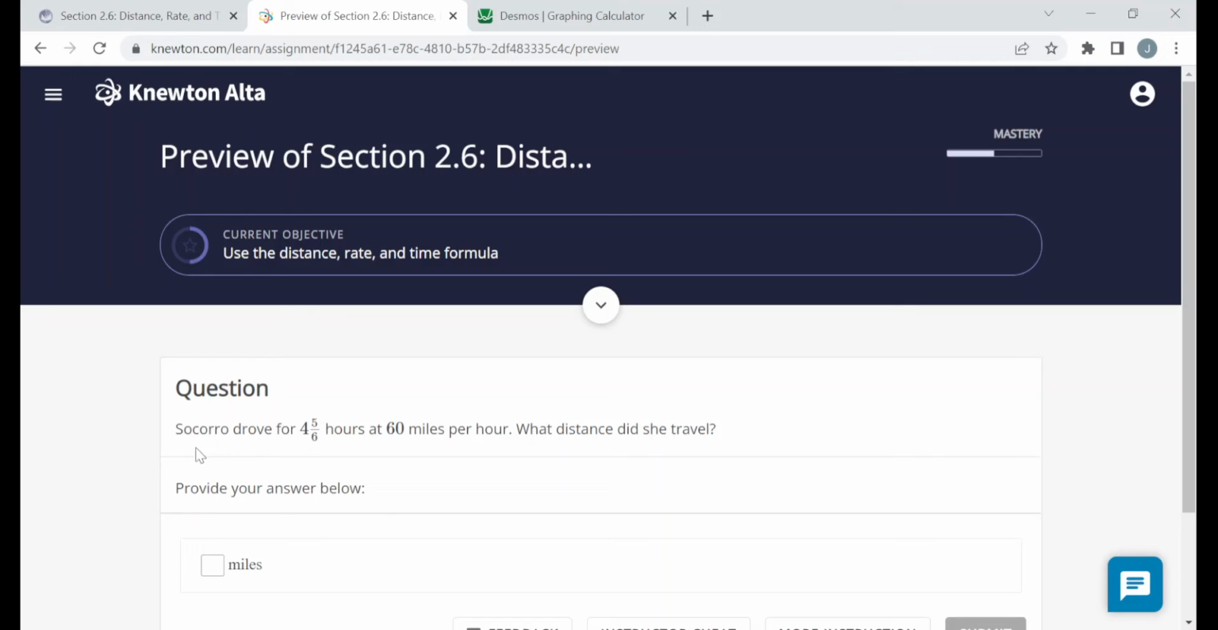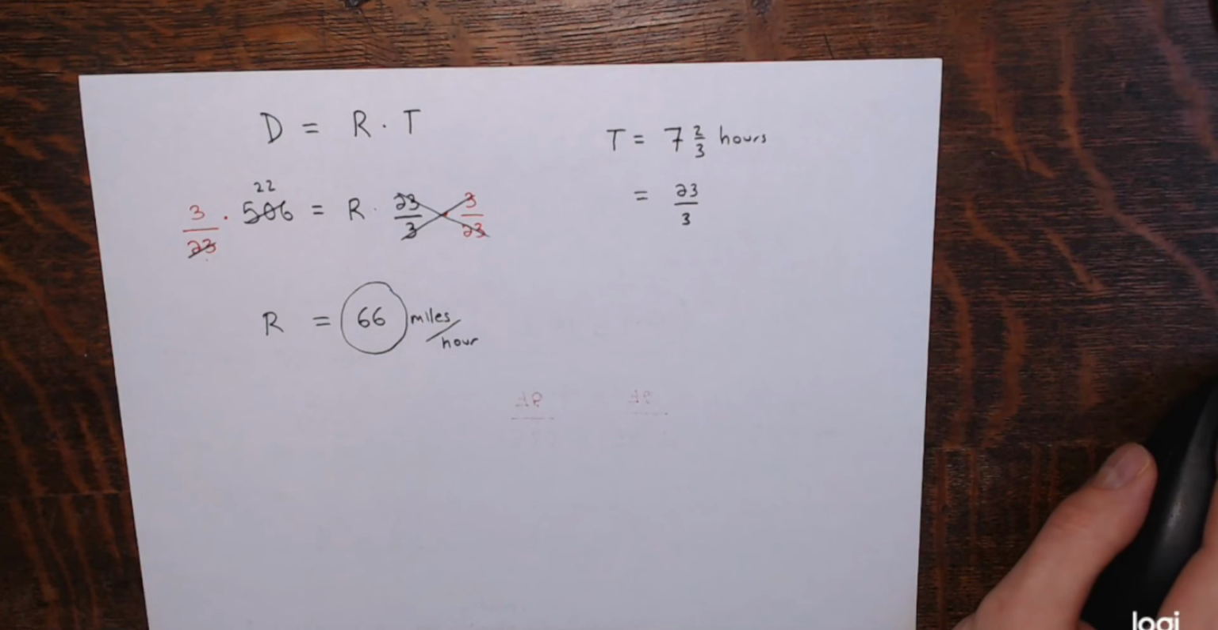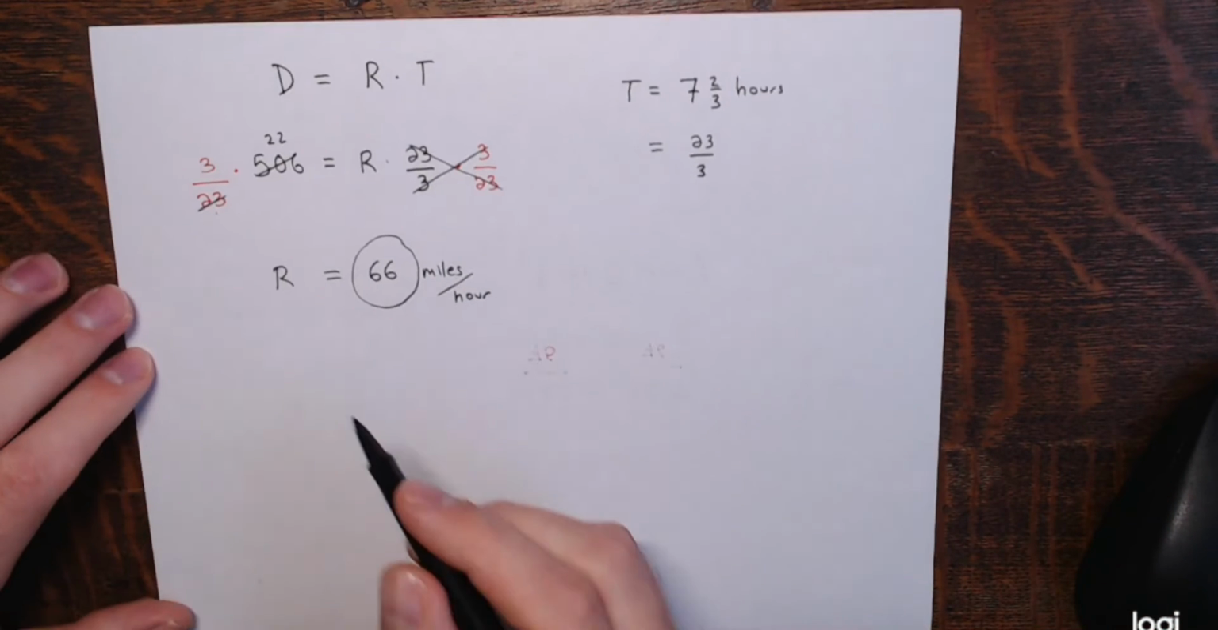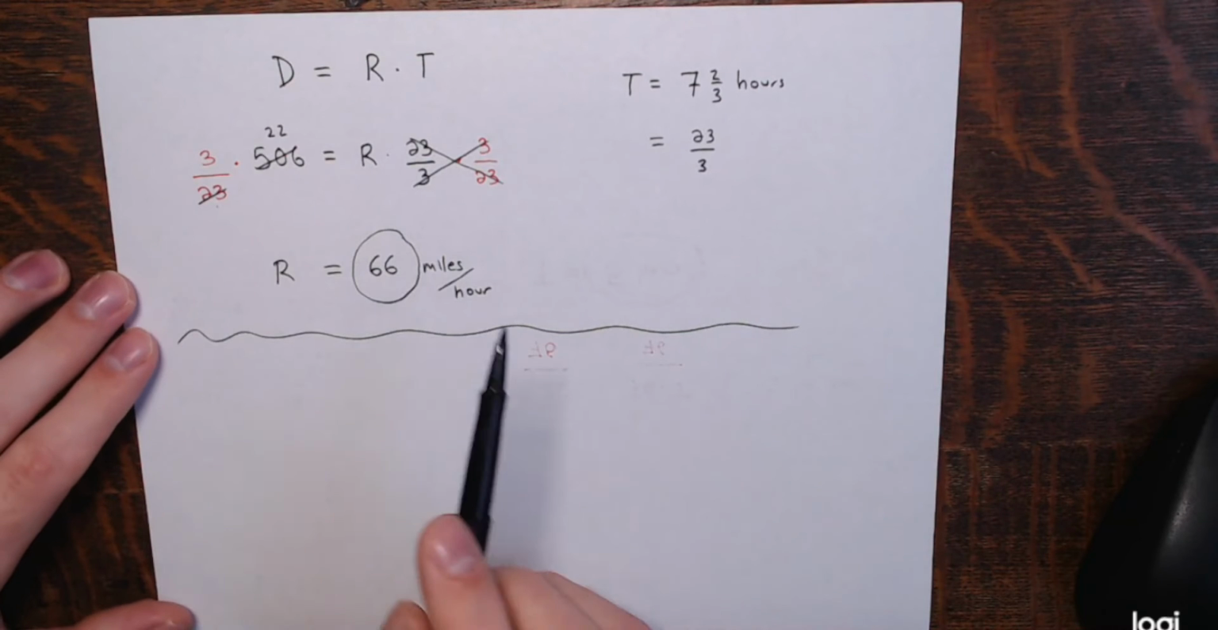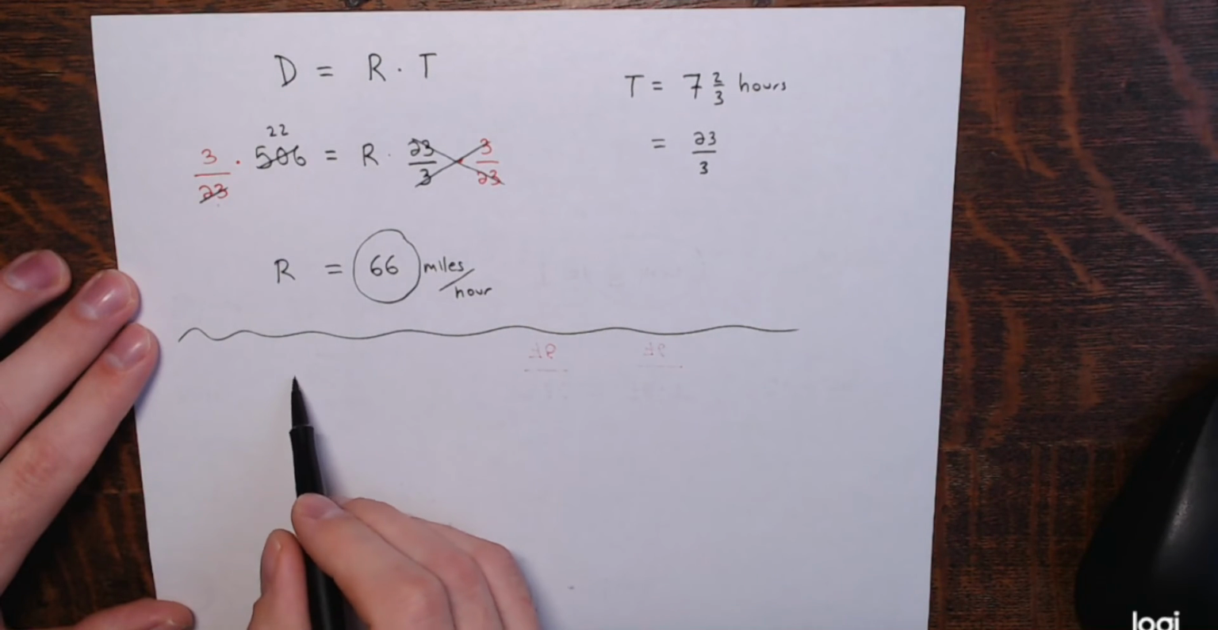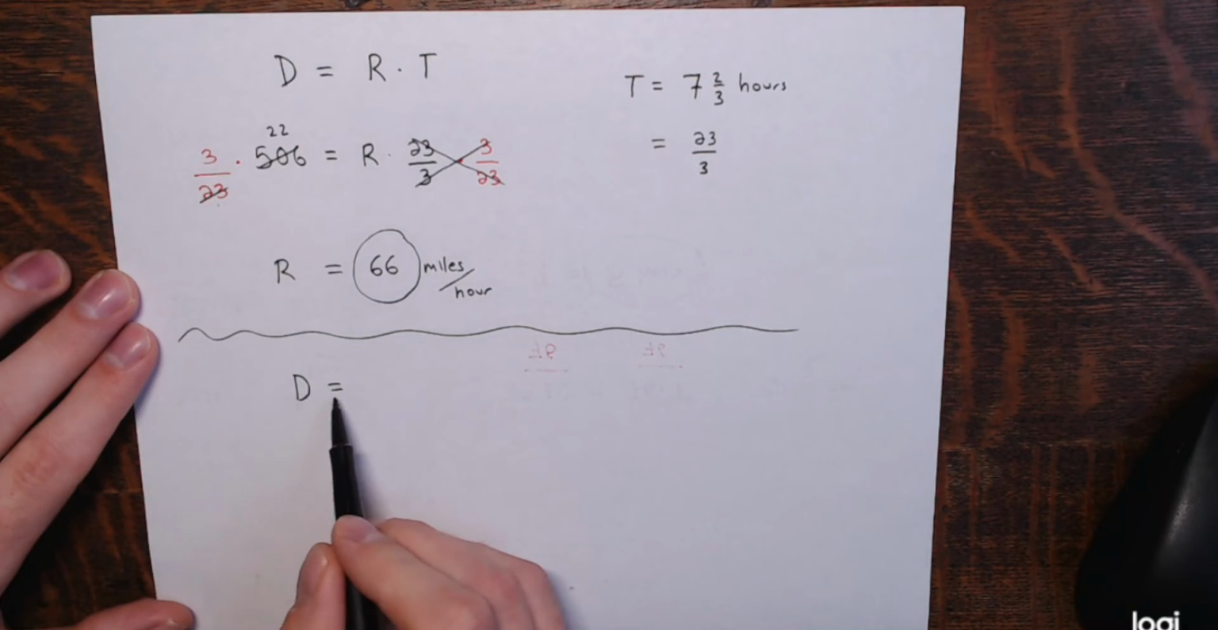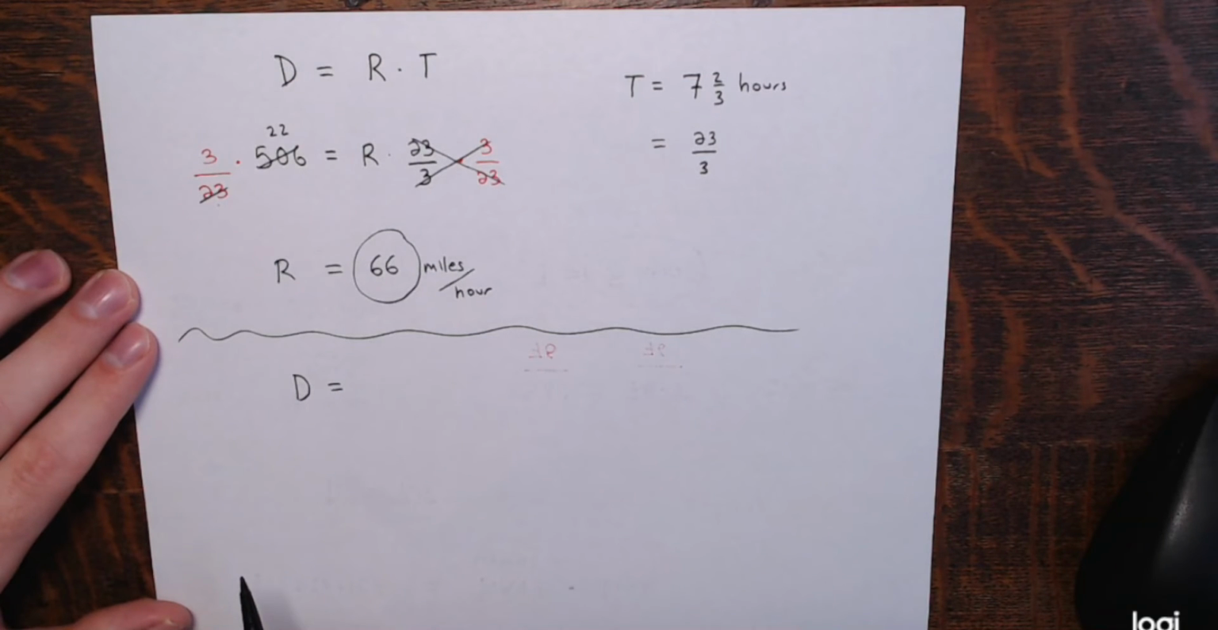So Socorro, or I don't know how to pronounce that, I apologize, drove for 4 5/6 hours, which again I will change to an improper fraction, at 60 miles per hour. That's a speed, that's the rate. What distance did she travel? So I'll just stick to the same piece of paper here, just go below. We're just solving for the distance. Well, the nice thing about this formula is that distance is already solved for. D is already alone.